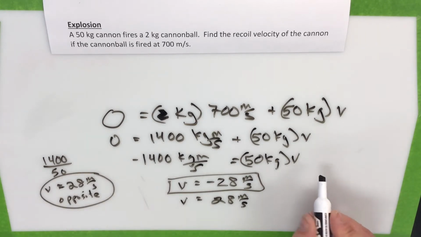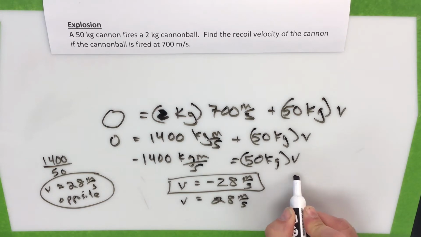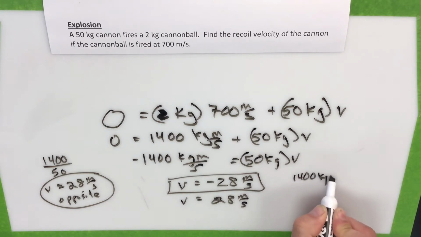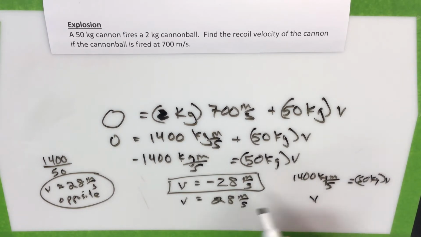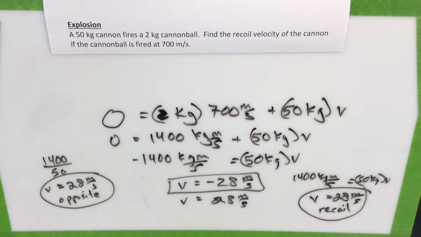What is commonly done is the 1400 kilogram meters per second equals the 50 kilograms times v, and then just solve it. You get 28 meters per second in the opposite direction, recoil. So a couple of different ways to look at it. It's a relatively simple problem, but my students have a lot of difficulty with it without the picture.